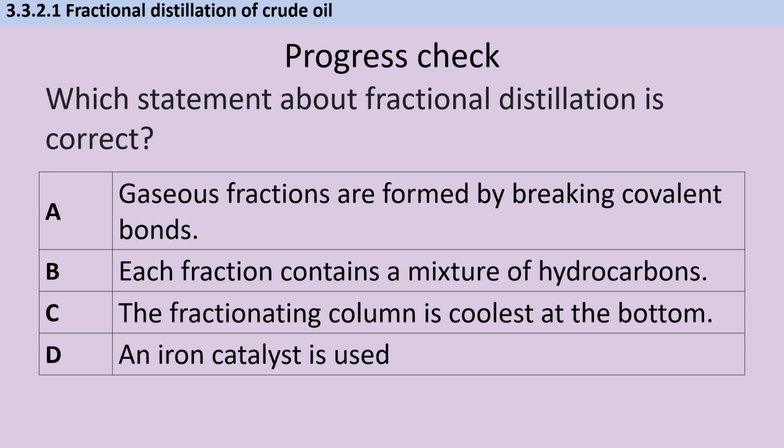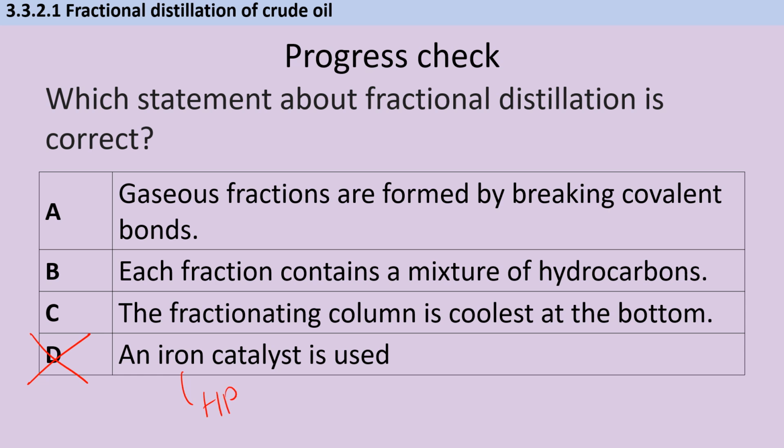Which of these statements is correct about fractional distillation? A, gaseous fractions are formed by breaking covalent bonds. B, each fraction contains a mixture of hydrocarbons. C, the fractionating column is coolest at the bottom. Or D, an iron catalyst is used. Well, I'm going to start off by ruling out D, because we know that there is no catalyst in fractional distillation. It's a physical process, not a chemical reaction. So there's definitely not a catalyst. An iron catalyst would be the Haber process.